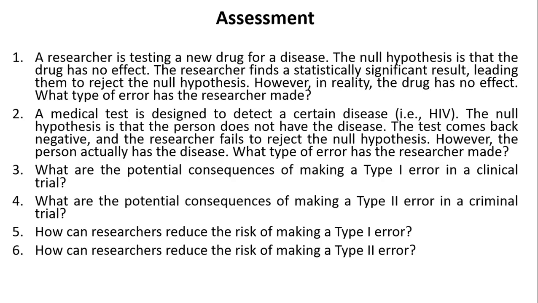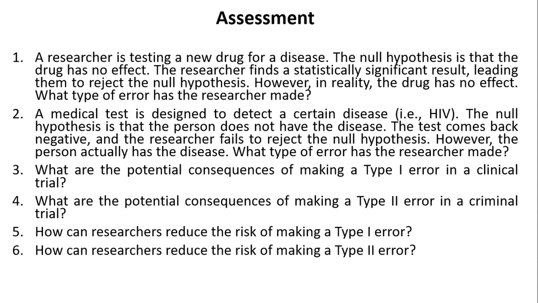And if you don't find them, please drop a comment for us, and we'll provide the answer, or perhaps we'll provide it in our next class. The third one is, what are the potential consequences of making a type 1 error in a clinical trial? You should know that that's very, very costly. Fourth, what are the potential consequences of making a type 2 error in a criminal trial? Remember my earlier scenario. Go look at it.